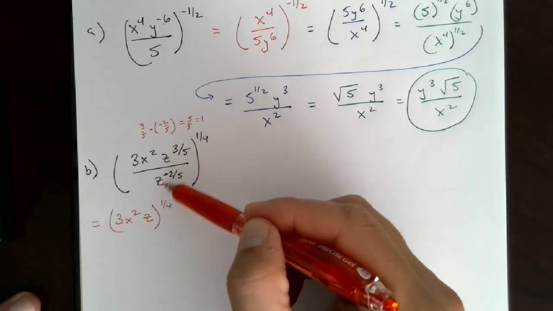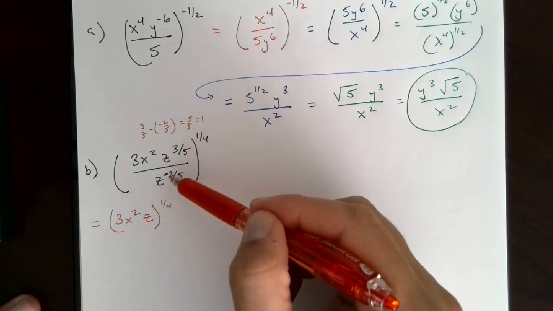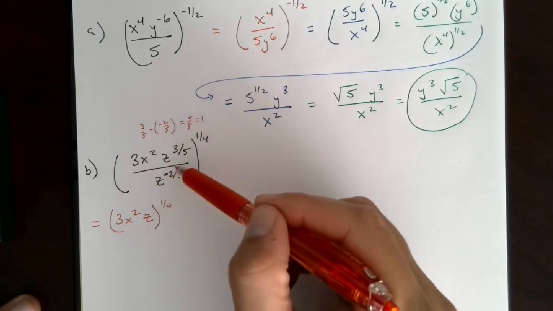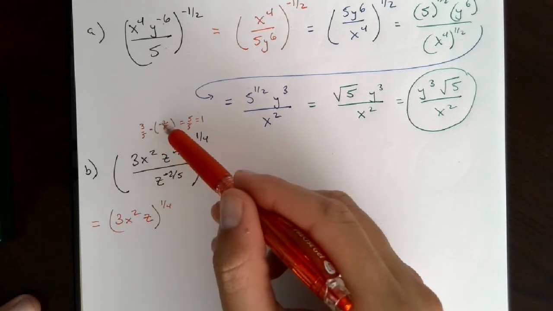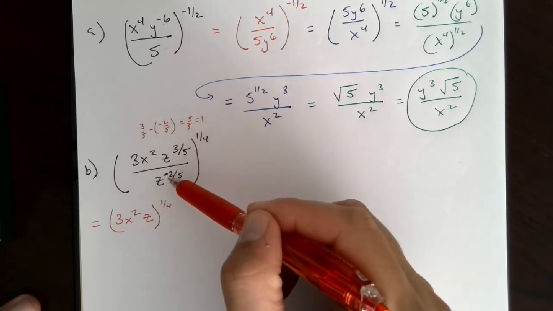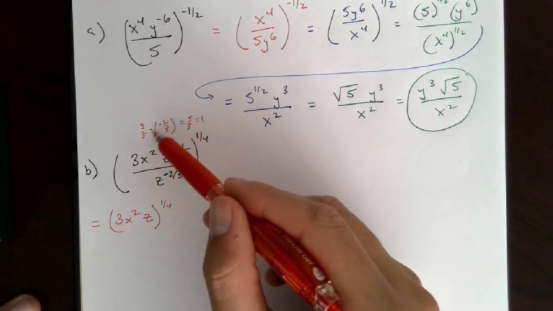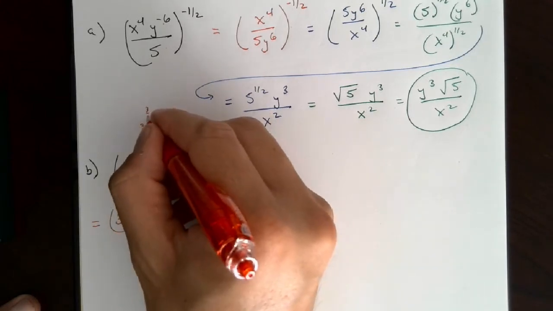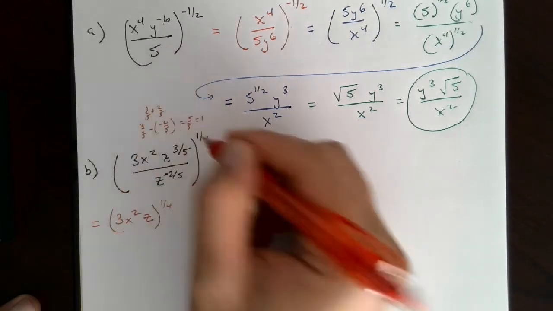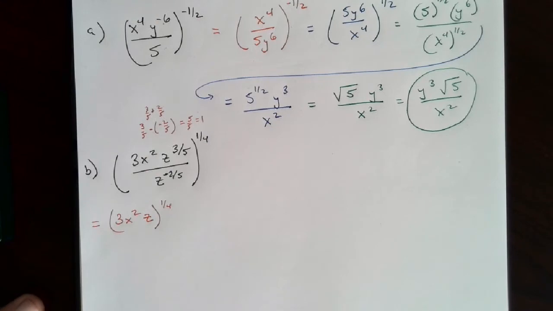So when you divide things with the same base, remember, you subtract their exponents. 3/5 minus is because you're dividing, so you're using subtraction. And then the negative 2/5 because there's a negative sign on there. So minus a negative really makes this 3/5 plus 2/5, which equals 5/5, which equals 1.